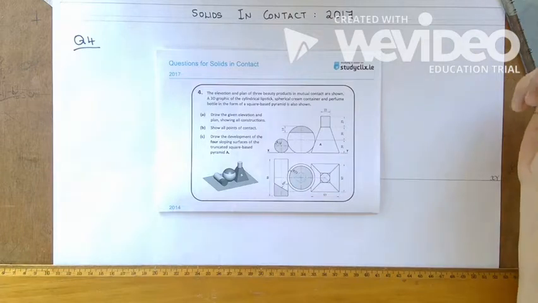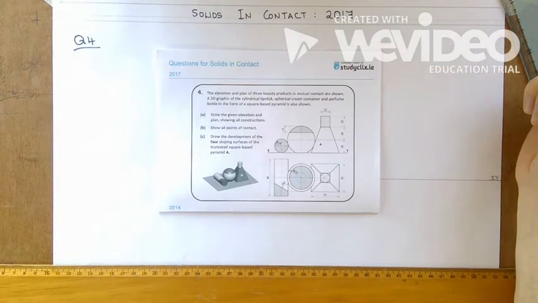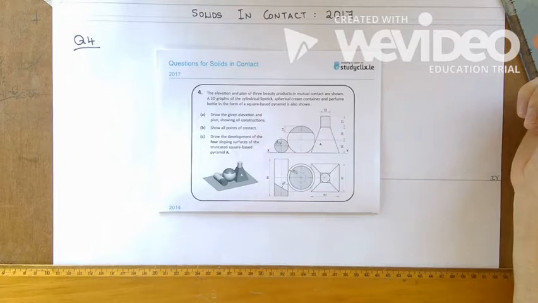The question that I'm going to do today is a solids in contact question. It's from the Junior Cert Higher Level Technical Graphics paper, and the year was 2017. The elevation and plan of three beauty products in mutual contact are shown. A 3D graphic of the cylindrical lipstick, spherical cream container and perfume bottle in the form of a square-based pyramid is also shown. Part A, draw the given elevation and plan showing all constructions.